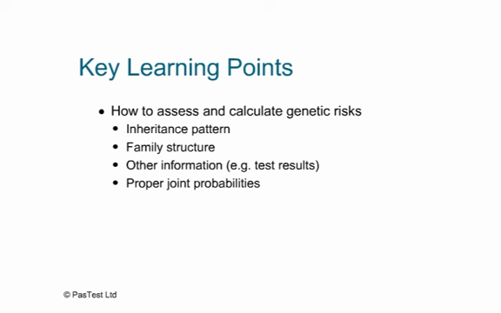Sometimes you're given extra information, such as the sex of the individual or other test results, in which case you need to think about what that does to the probabilities of the condition you're trying to work out. And then finally, make sure that you use the correct joint probabilities, you multiply or add, appropriate to the situation.